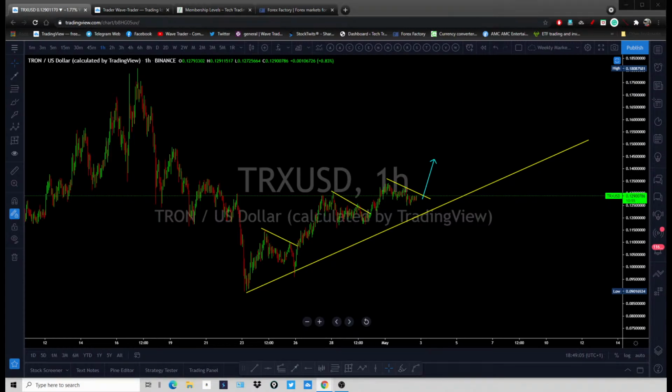On YouTube, Binance is the biggest one. You can use that for trading cryptocurrencies.